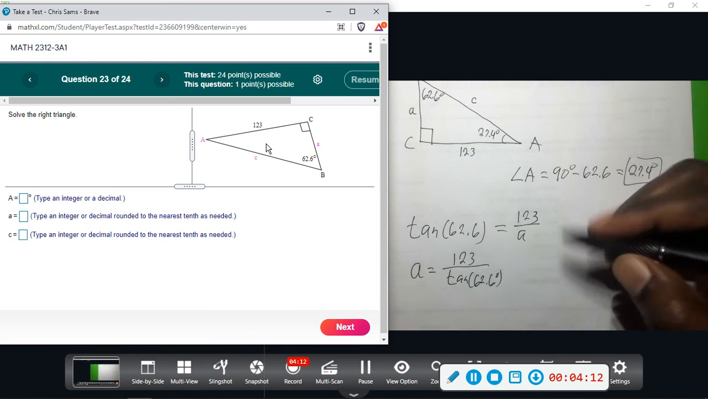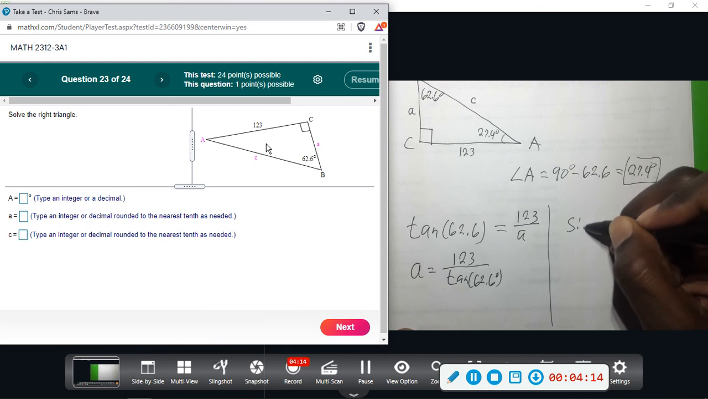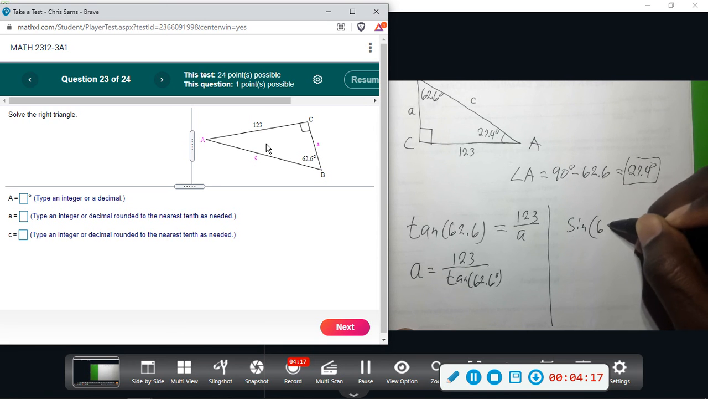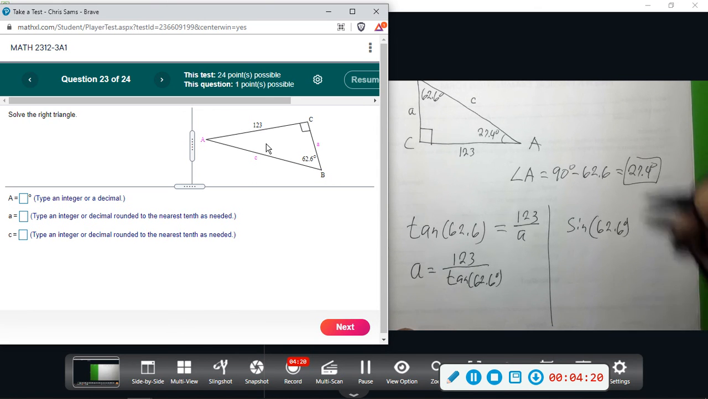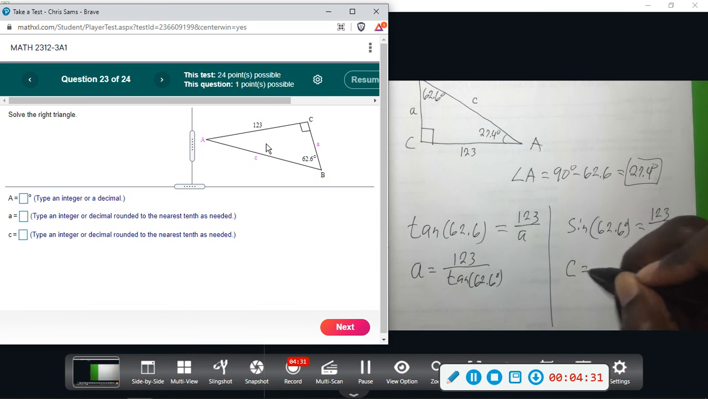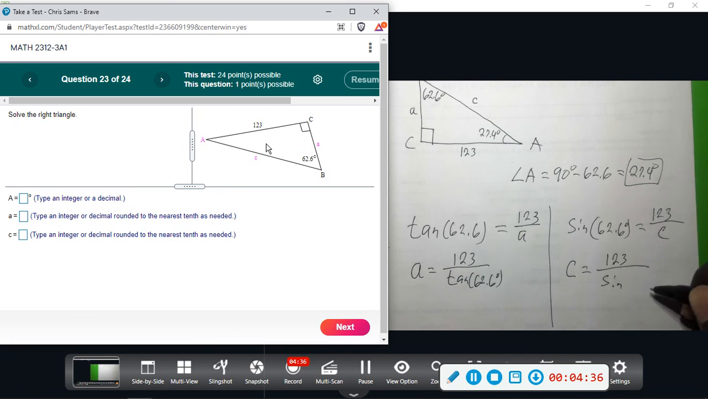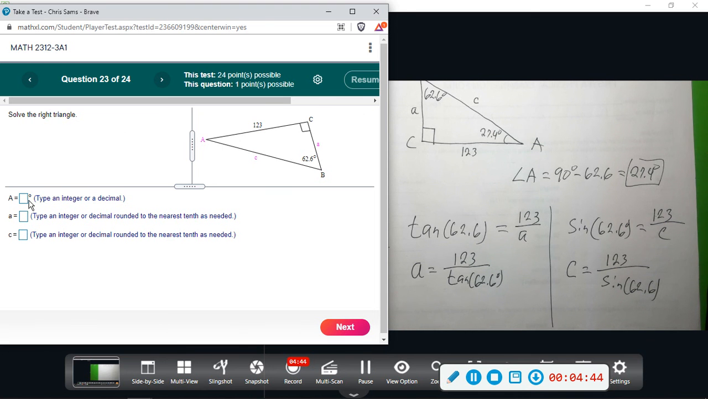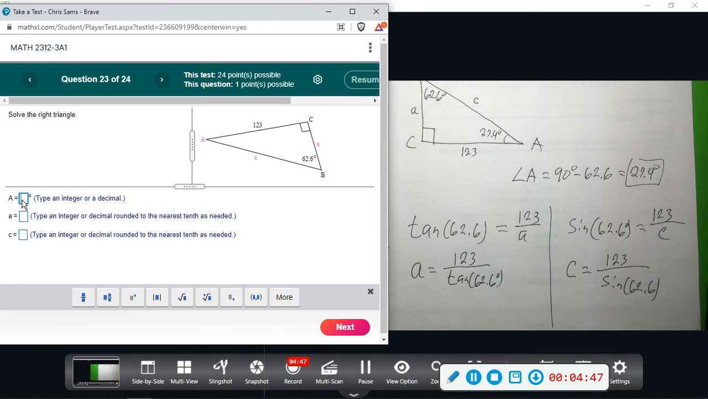And then likewise, I'm going to do sine of the given angle 62.6. Sine is opposite over hypotenuse. So opposite is 123 over C. Multiply, divide, so that will give us C equals 123 divided by sine of 62.6. Okay, so I'm going to put both of these in the calculator, and that'll give us the two missing sides. So angle A, we have 27.4. We got that one already.